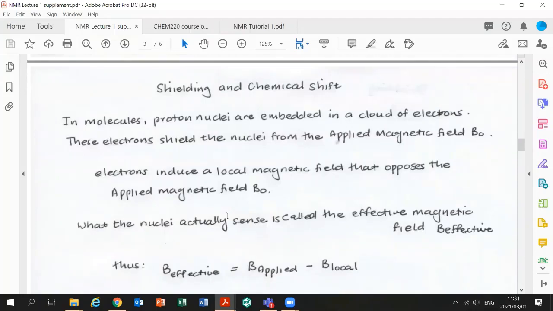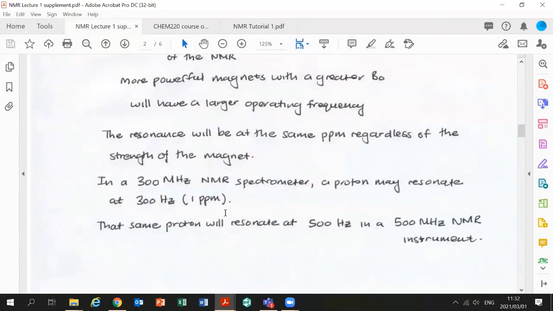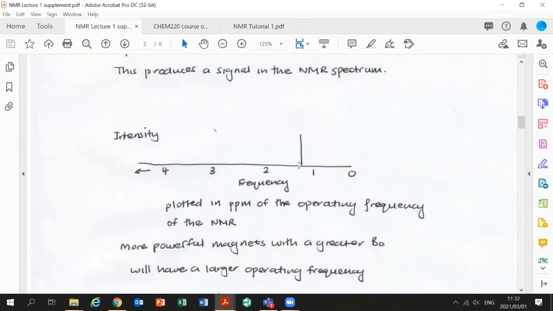Right. Now, if all the protons were the same, we would end up with just one signal. And that's not going to be too useful to us in terms of solving a structure or getting any information out of that. If all the protons behave the same, we'll just see this one signal here for every sample that we have, and we can't actually say which is which or what is the structure.